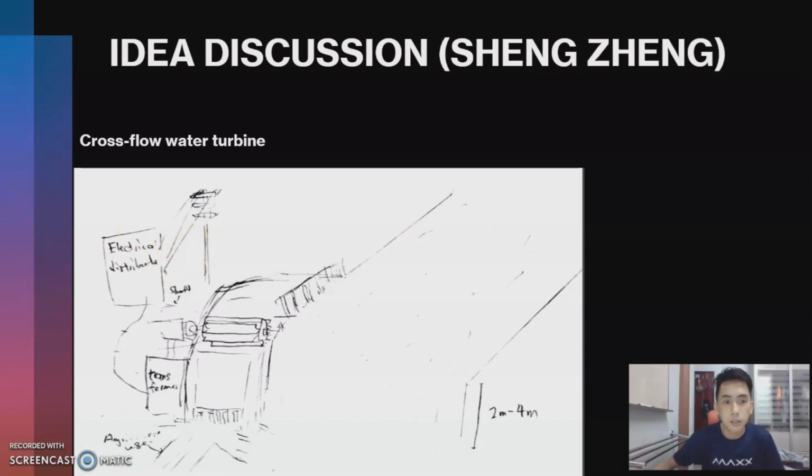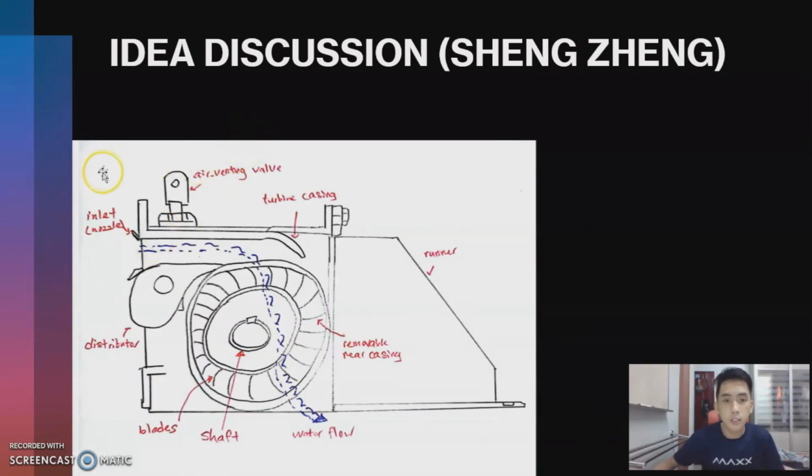So this is how the cross-flow water turbine works. There are a few important things that need to be considered in designing this water turbine, which is the air venting valve, which allows the air inside the turbine to flow out to avoid any disturbance to the spinning of the rotor.